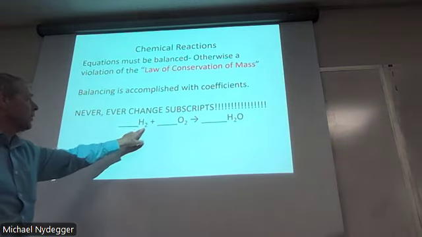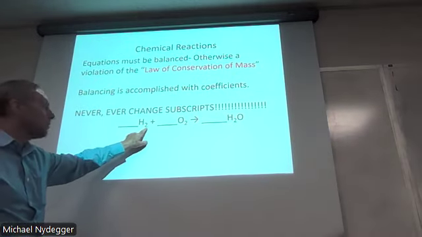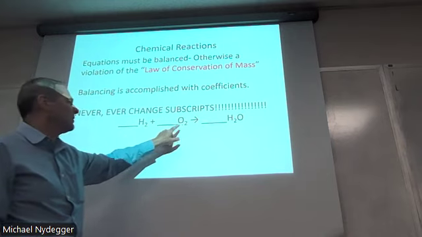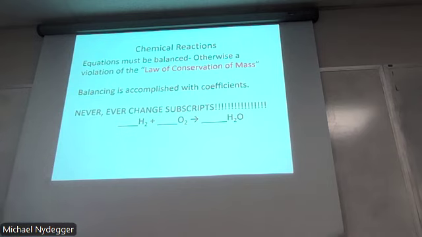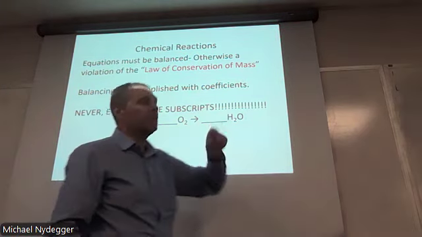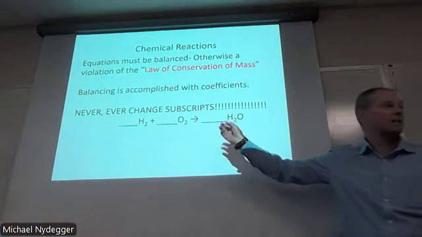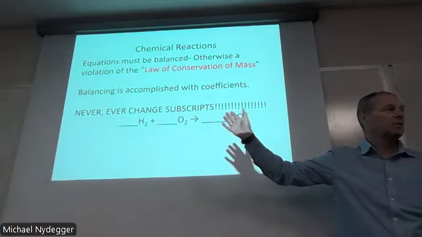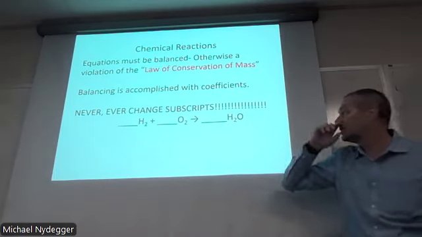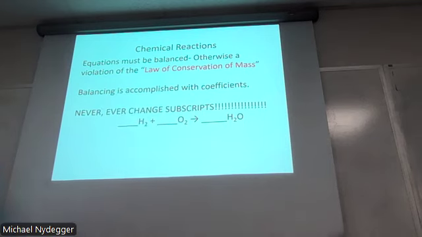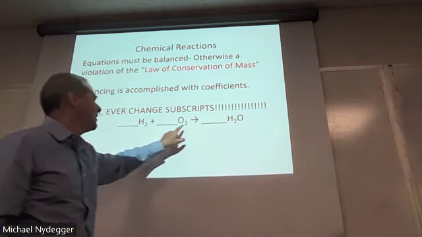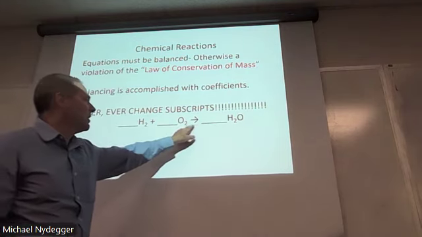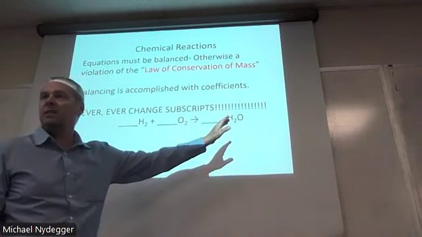Now, what we don't want to do is change the subscripts to balance the equation. We only change the subscripts such that we get a neutral species. That makes sense? So we have something that's electrically neutral on the product side. That's the only time you ever play with the subscripts. So if we were to balance this, we see we have two hydrogens and two hydrogens. Here we have two oxygens and only one oxygen. Does that make sense?